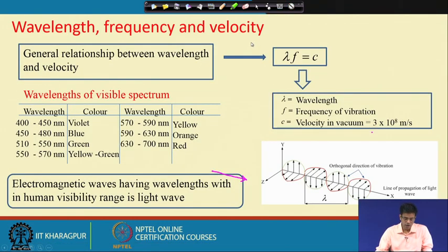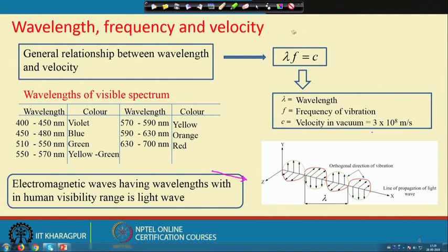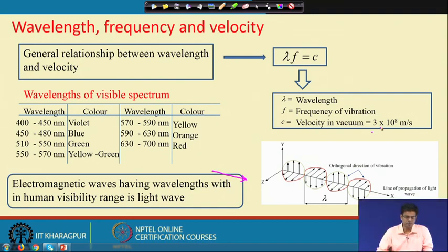We know the relationship between the wavelength and the velocity. If lambda is the wavelength, f is the frequency of the vibration and c is the velocity, then lambda f is constant, which is the velocity of light in vacuum, 3 into 10 to the power 8 meters per second. The wavelengths of the visible spectrum range from 570 to 700 nanometers. Which color does it represent?